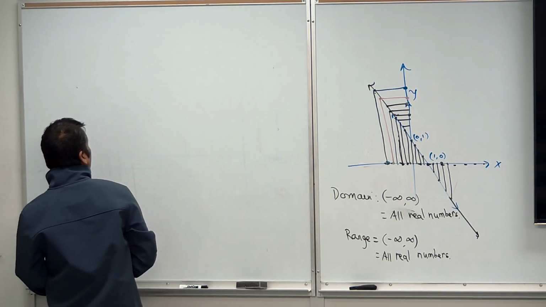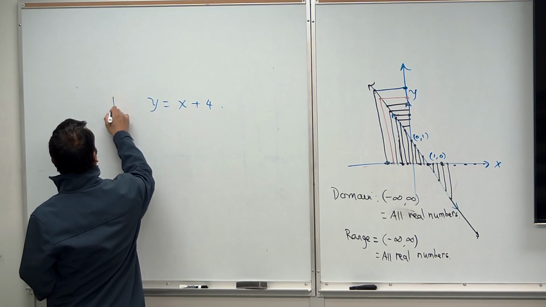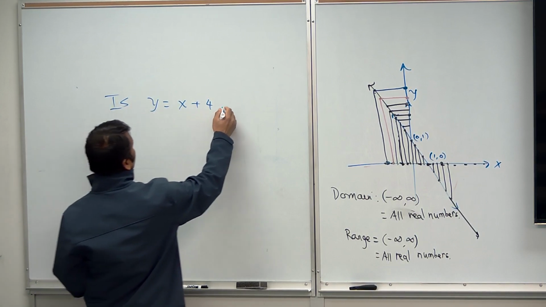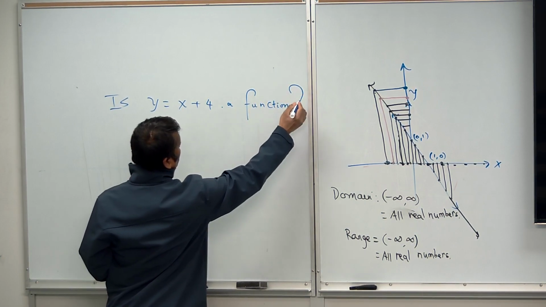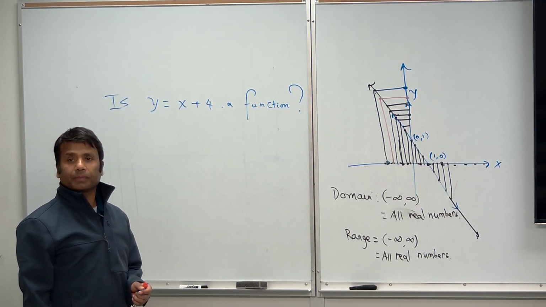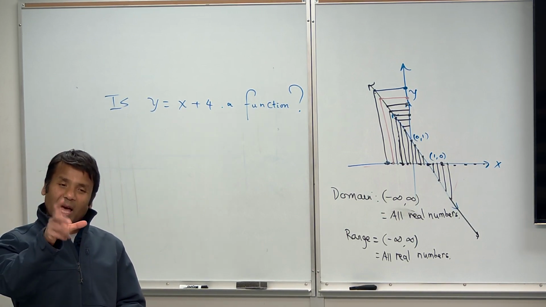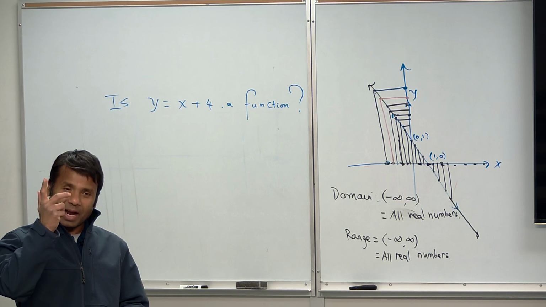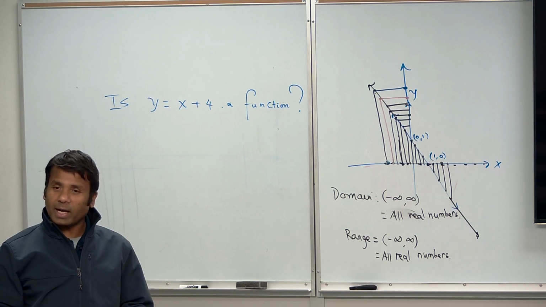So you have a relation y equal to x plus 4. Is y equal to x plus 4 a function? So what is the answer? Now, when you plug in some values of x, does it produce 2 values of y, or more than 1 value of y?